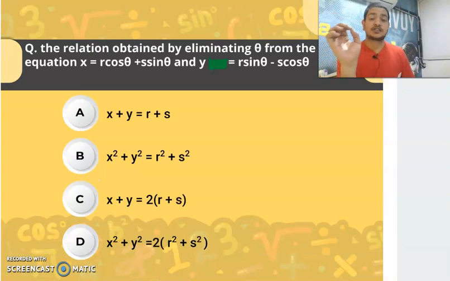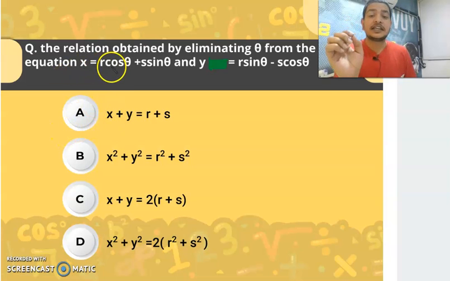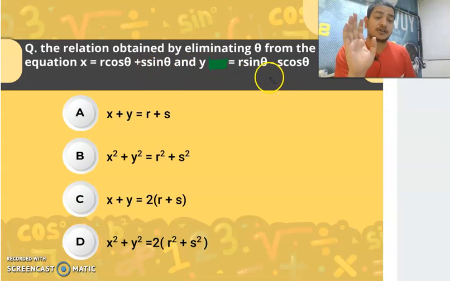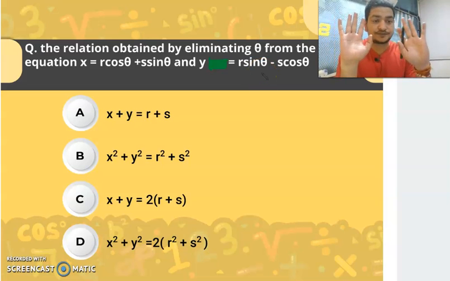So the question is this one. The relation obtained by eliminating theta from the equations x is equal to r cos theta plus s sin theta and y is equal to r sin theta minus s cos theta. What we have to find? We have to find the relation between x, y, r and s by eliminating cos theta and sin theta. That we have to do.